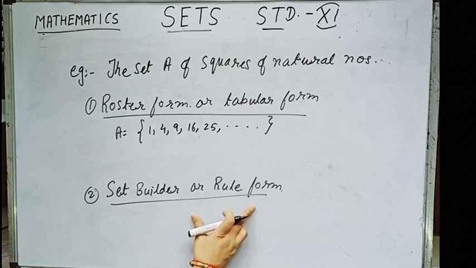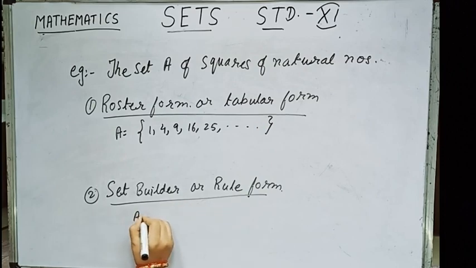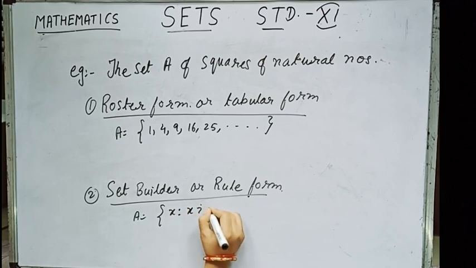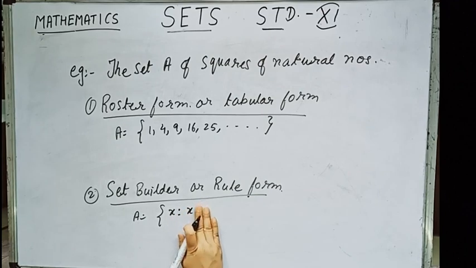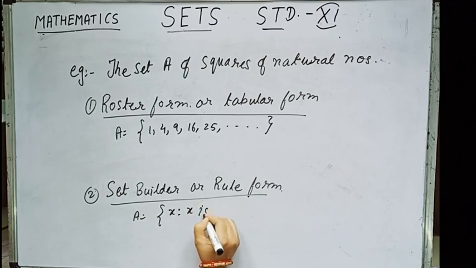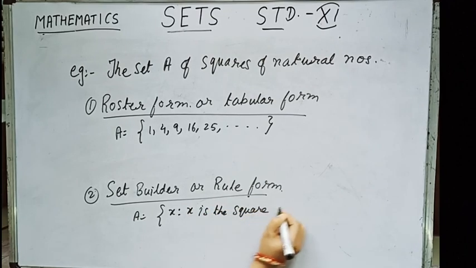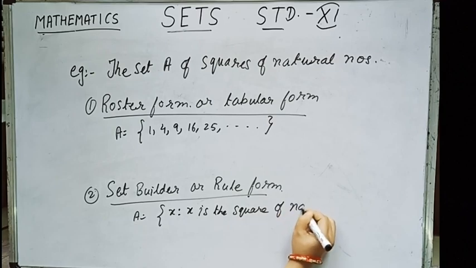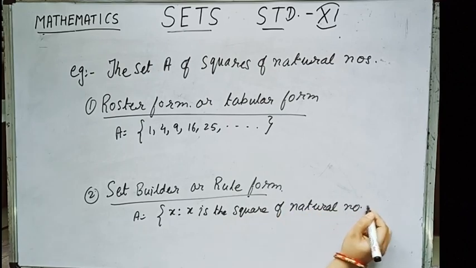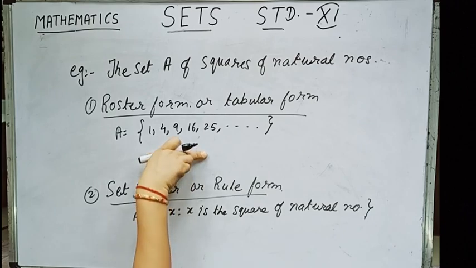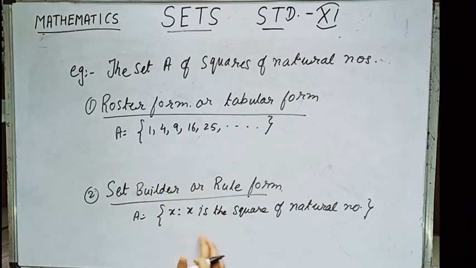Now in the set builder form, we can write this as A equals to {x : x is the square of a natural number}. So children, I think you understand now how to represent the sets, first in the roster form and second in the set builder form.